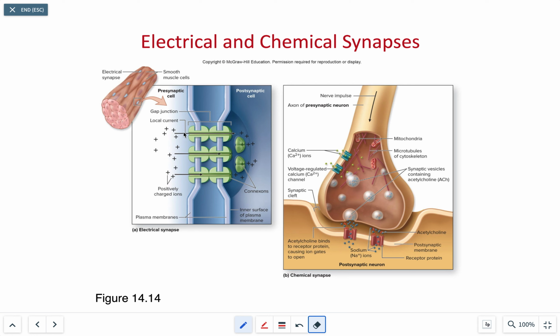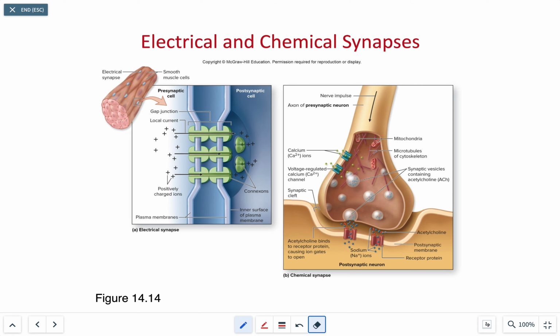This is important because with this connexon and pore and ion exchange, the nerve impulse passes between them with absolutely no delay. We see these primarily occurring in smooth muscle cells in the intestines, and we also see this makeup in the intercalated disc of cardiac muscle.